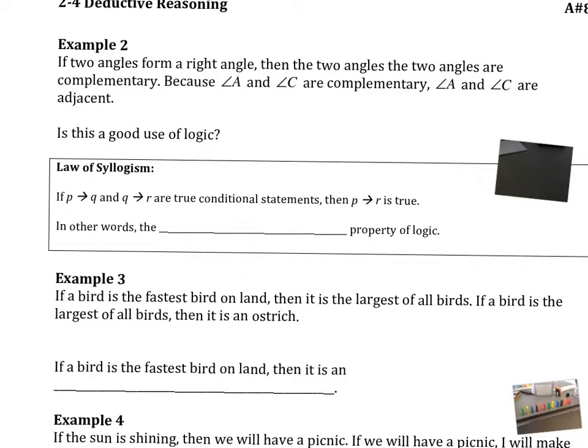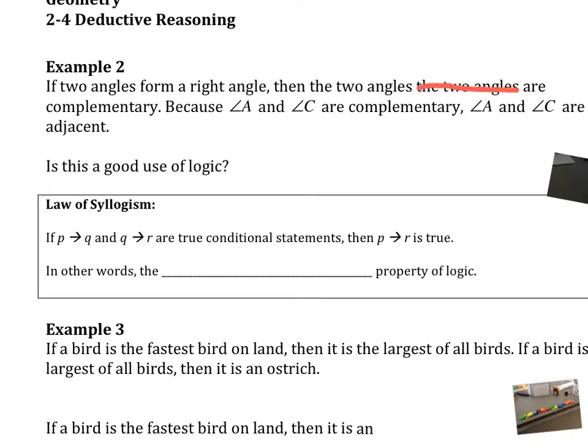Let's take a gander at example number 2. It says this: if two angles form a right angle, then the two angles are complementary. If two angles form a right angle, then they are complementary. Because A and C are complementary, A and C must be adjacent. So it is true that we can come up with a counterexample, but let's also break it down logically.